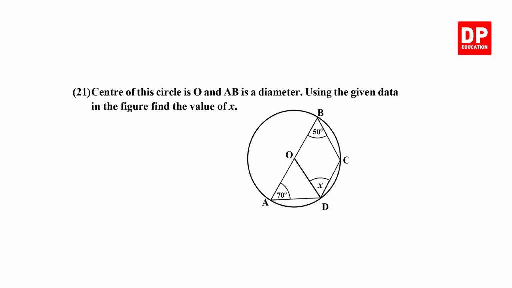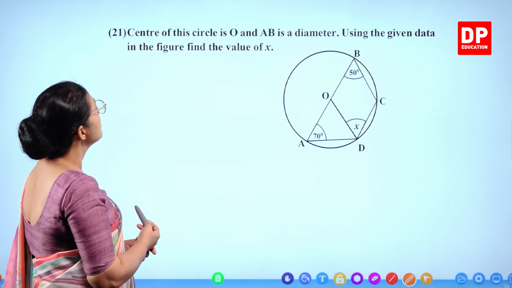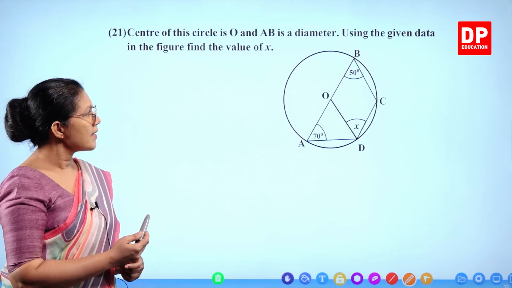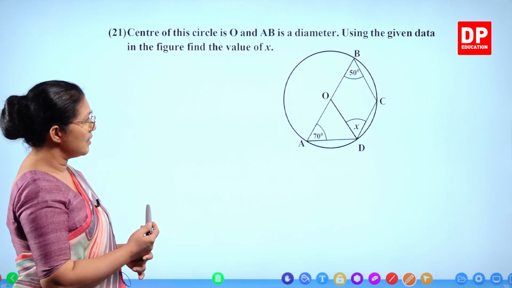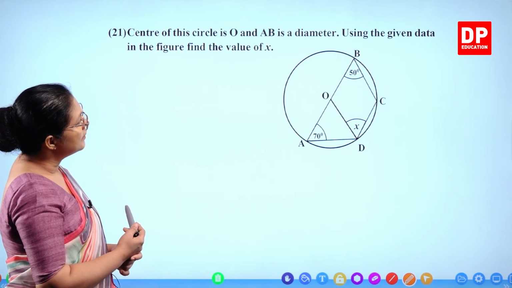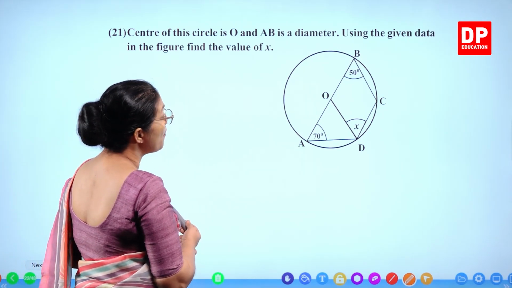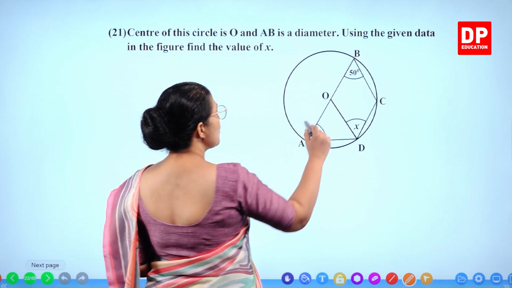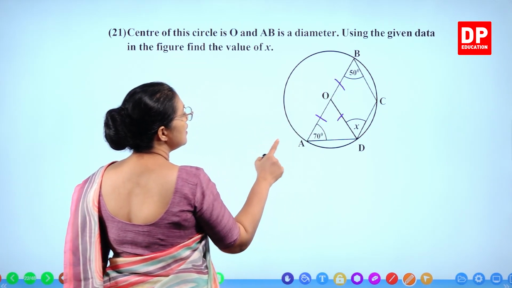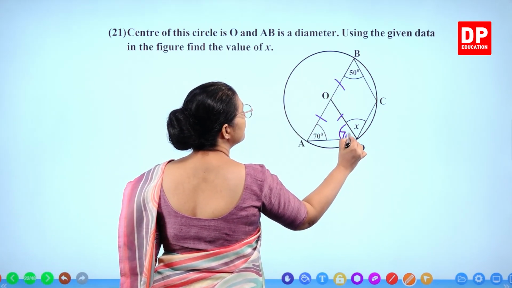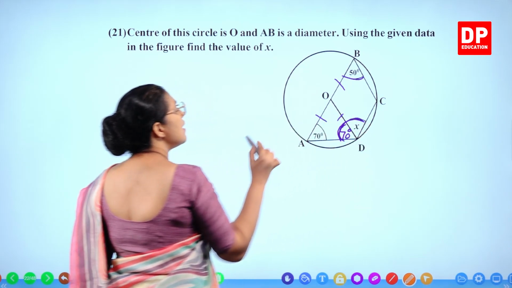Question number 21. Center of this circle is O. AB is the diameter. Using the given data in the figure, find the value of x. So we can see ABCD is a cyclic quadrilateral. All the points are on the circle. In a cyclic quadrilateral, opposite angles add up to 180. But we know these two lengths are equal, that's radii, so they are also equal. If this is 70, this is 70.